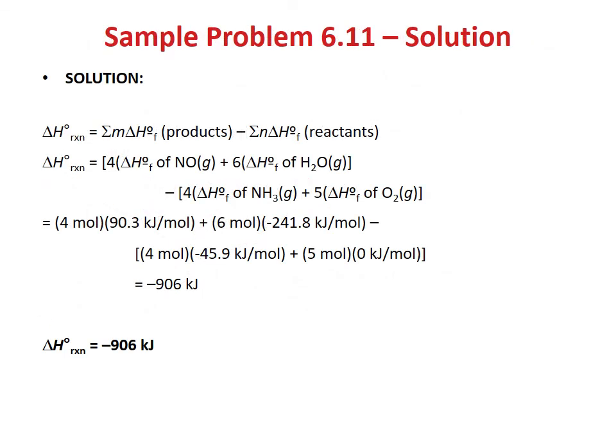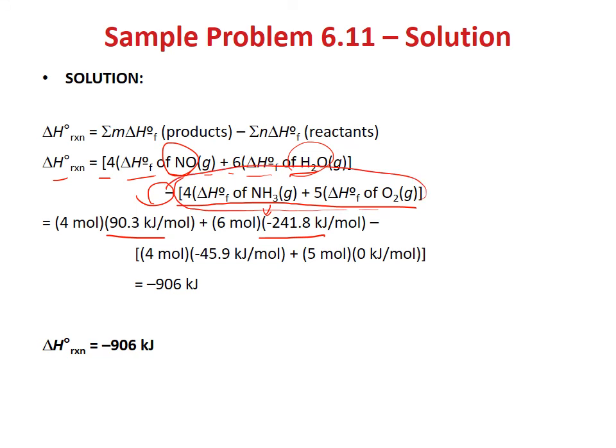So here is the calculation. The standard reaction enthalpy is 4 times the standard formation enthalpy of NO plus 6 times the standard formation enthalpy of water. For NO from the textbook it is 90.3 kilojoule per mole. For water it's negative 241.8 kilojoule per mole. So don't forget the negative sign here. And then you add the products together.